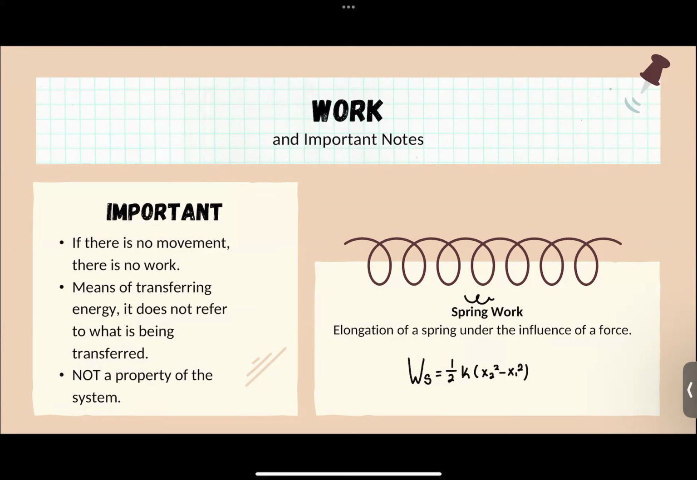There are a few important things to know when discussing work. So first, if there is no movement, there is no work. Moreover, work is a means of transferring energy. It does not refer to what is being transferred. And finally, but most importantly, work is not a property of the system.